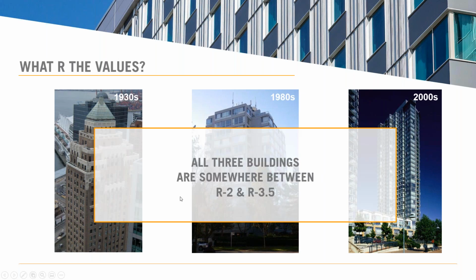All 3 of these buildings have R values between R2 and 3.5, which is frankly terrible. It's about the same as a fur coat. And sadly, the performance has actually gotten worse from this building to this building. So we have not done a great job of regulating our buildings to achieve whole building energy performance over time. And so this is where building energy performance standards come in.